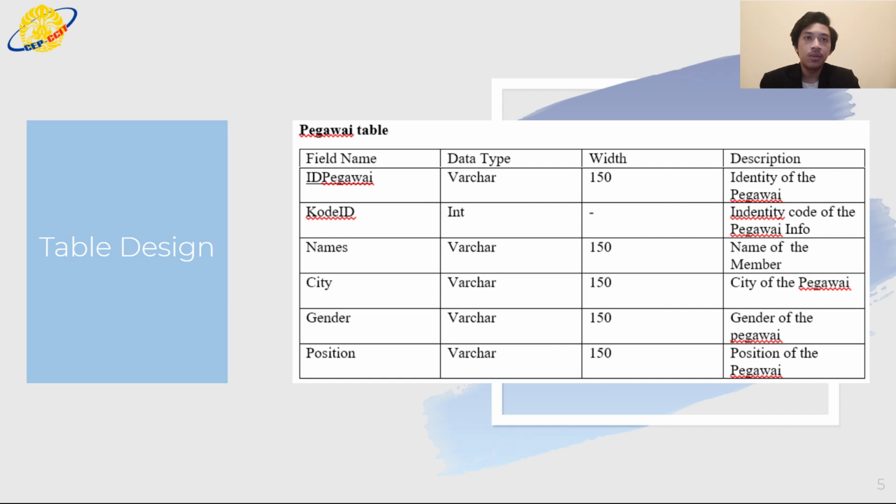Then fourth column is city, which has varchar data type. This describes the city of pegawai. Then fifth column is gender with varchar data type. This describes the gender of pegawai. Then 6th column is position with varchar data type. This describes the position of the employee.